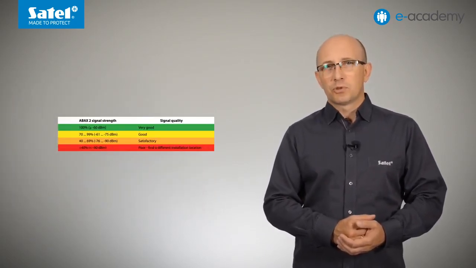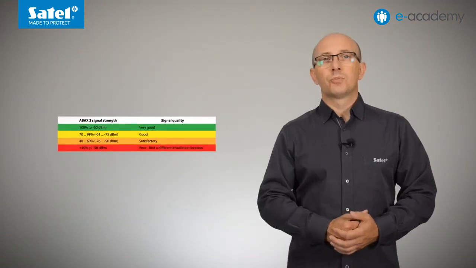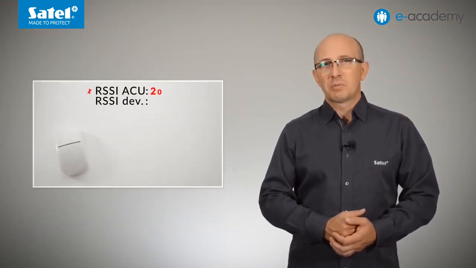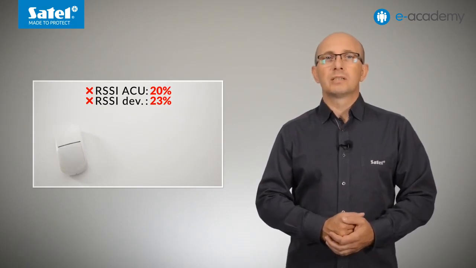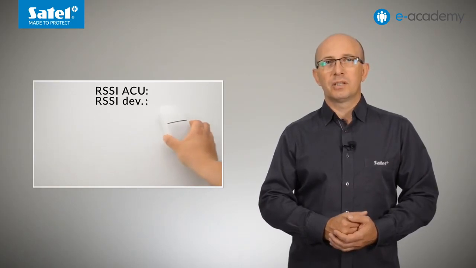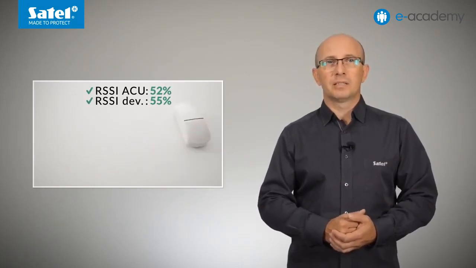The relationship between the strength and the quality of the signal can be seen in the table. Generally, it should be assumed that the higher the signal strength, the better the quality of the radio communication will be. Sometimes it is enough to move the given detector, signaling device or module 10 or 20 centimeters to significantly improve the signal quality. You should not install the device permanently until you get optimal values in the RSSI columns.